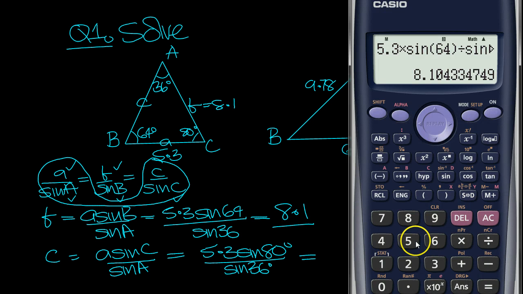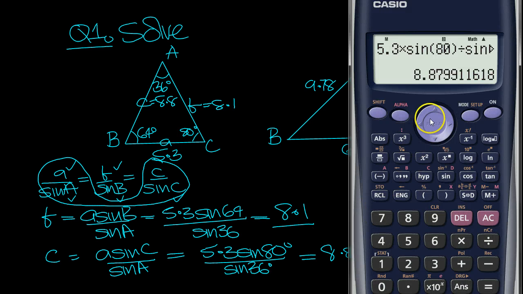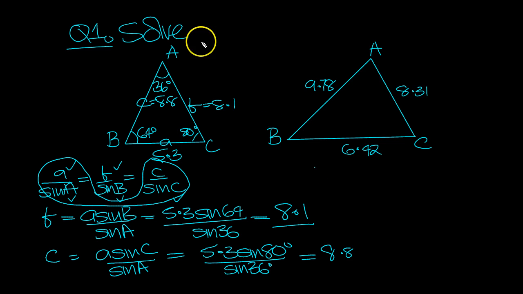Okay, 5.3 times sine of 80 divided by sine of 36. 8.8 to 1 dp is C. Well, let's have a look again. 8.87, so it's 8.9. Oops, 8.9 to 1 dp. That was to 1 dp, wasn't it? So that's that one done.